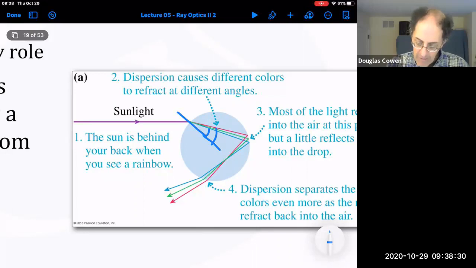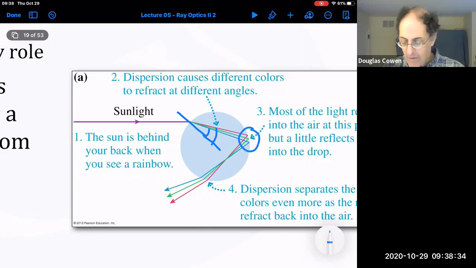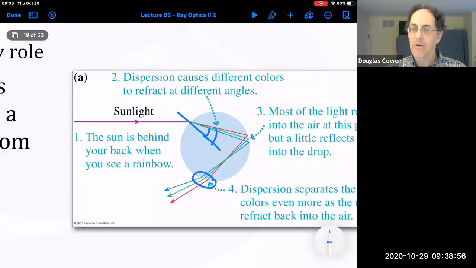And then over here on the back side of the raindrop, some fraction of the light will reflect off of that boundary. Most of it is going to keep on going. It's going to refract again and basically just leave, and you won't see that. But some fraction of the light reflects. And then when it hits this boundary here, emerging from the raindrop to the air, it undergoes another refraction, which further spreads out the different constituent colors in the sunlight.